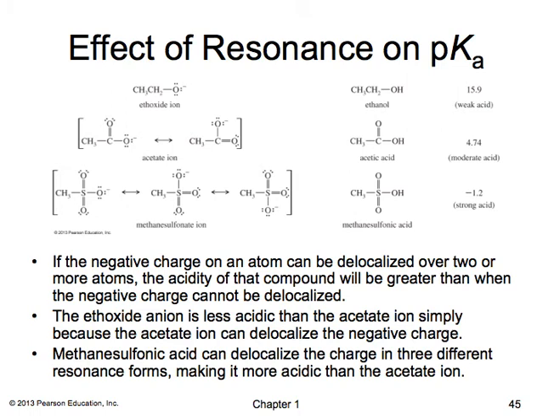Resonance can also have an effect on pKa. So here are some examples of acids or acidities of ethanol, acetic acid, and methane sulfonic acid. As you go from ethanol to acetic acid, it is exhibiting resonance structures in the acetate ion. As a result, you see a drop in the pKa, so it becomes more acidic. In the case of methane sulfonic acid, you have 3 different resonance structures leading to a really strong acid, because it's stabilizing the ion through resonance.